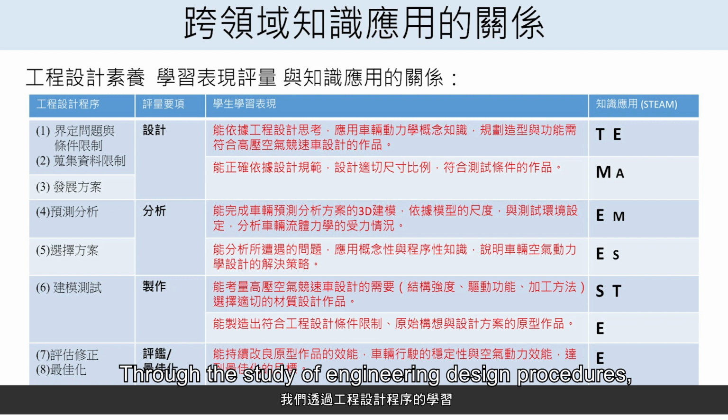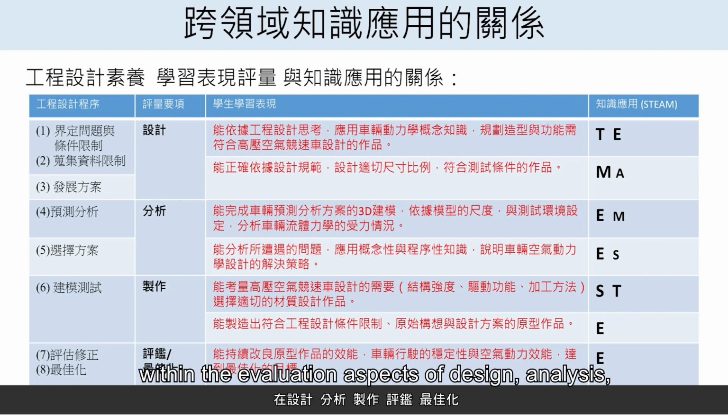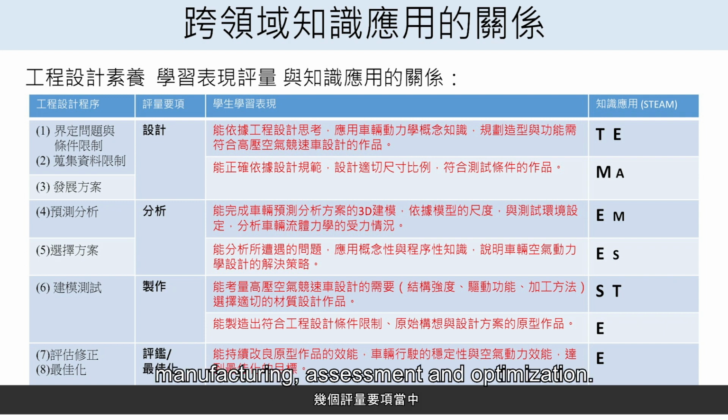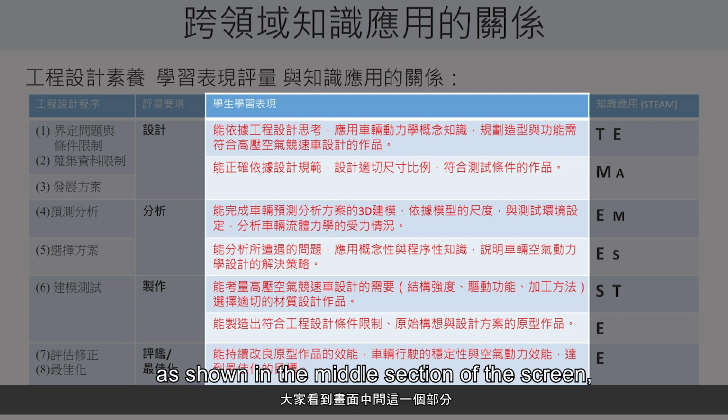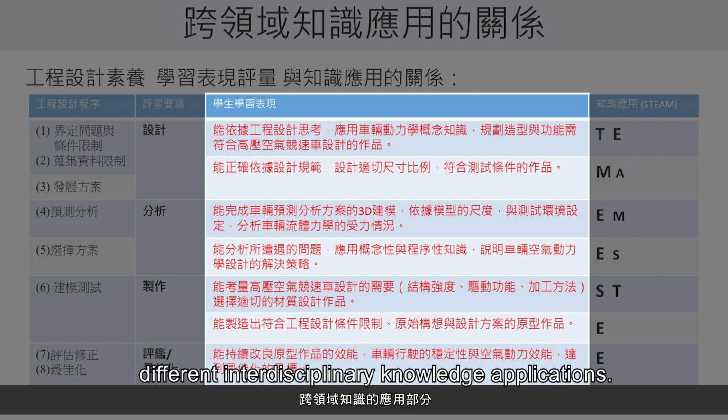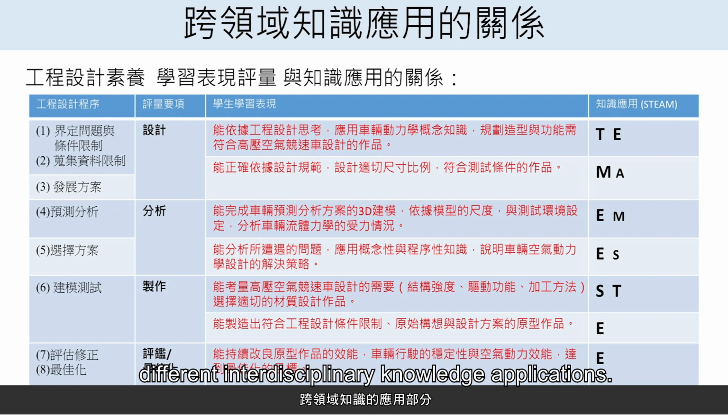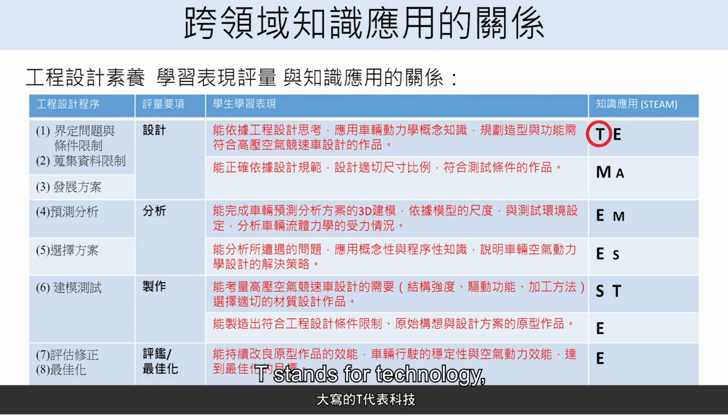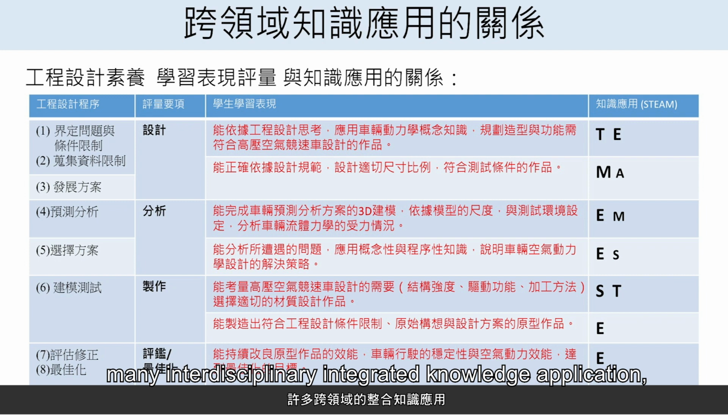Through the study of engineering design procedures within the evaluation aspects of design, analysis, manufacturing, assessment, and optimization, our specific learning performances are as shown in the middle section of the screen, which corresponds to different interdisciplinary knowledge application. T stands for technology, E for engineering, M for mathematics, A for art, and S for science. In each stage, we have specifically integrated many interdisciplinary integrated knowledge application.